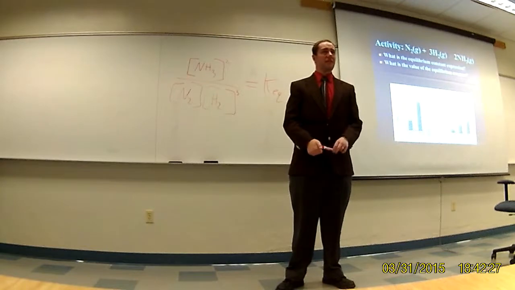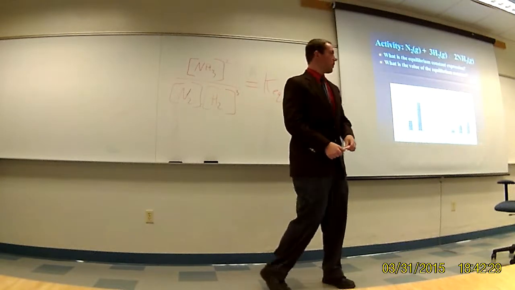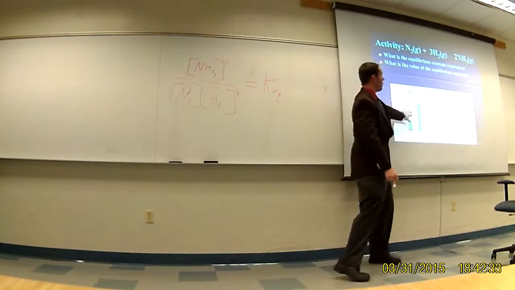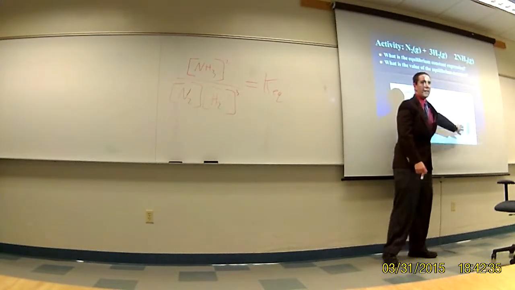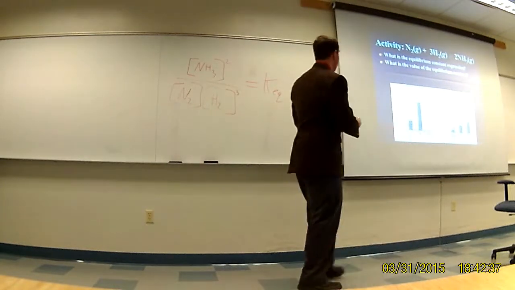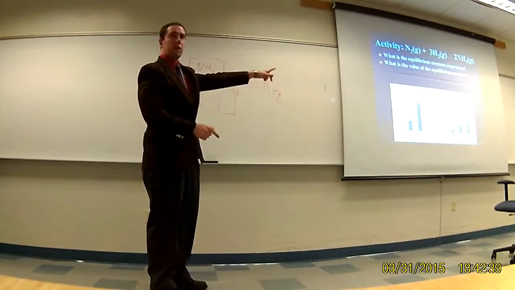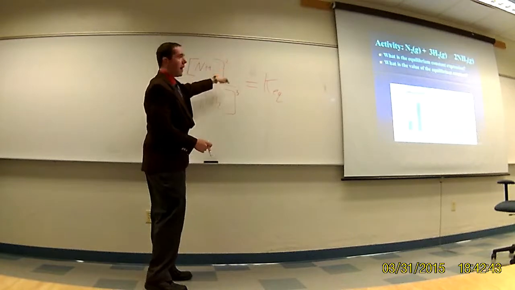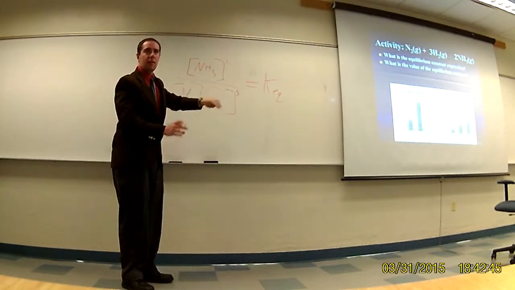Equilibrium concentrations. It says equilibrium concentrations. We're dealing with equilibrium, not initial concentrations. We're at equilibrium, so we want these. So all I have to do is plug those numbers into here. Once I plug them in, I can treat these brackets like parentheses and do the math.